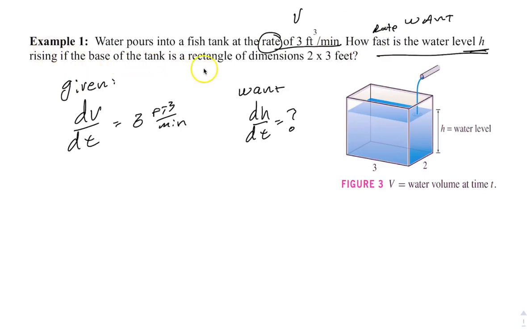The base of the tank is a rectangle with dimensions 2 by 3. So they give us the base of the tank. So this is a constant. That's not going to change ever. Okay, so that's how I'm given my wants.